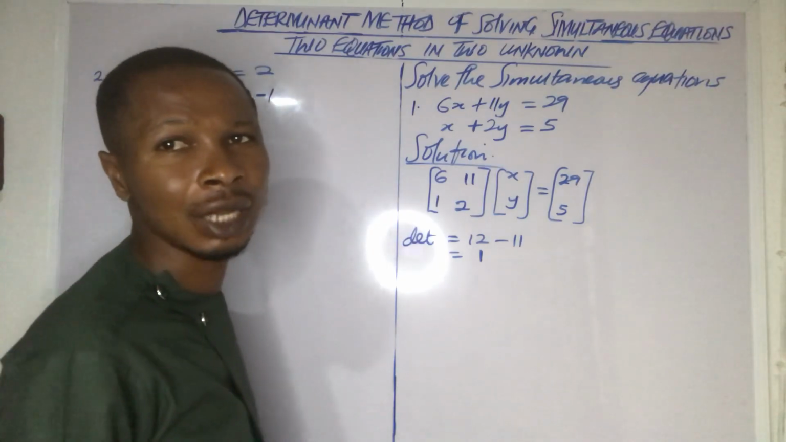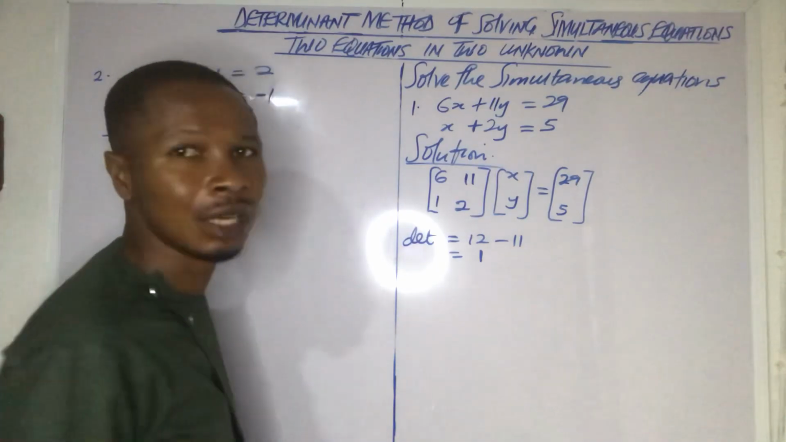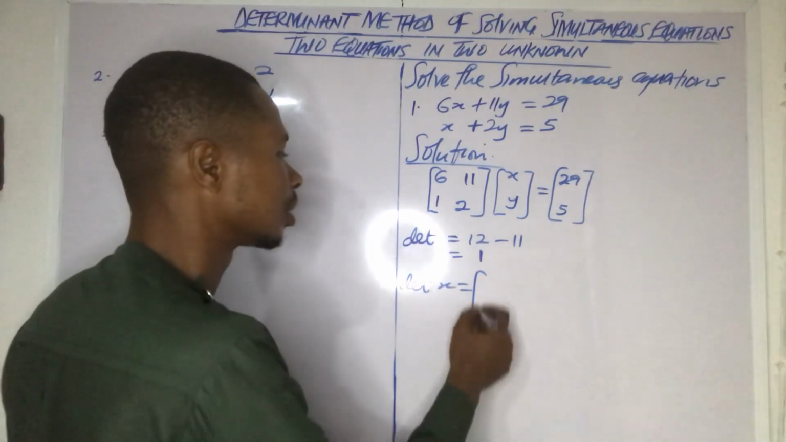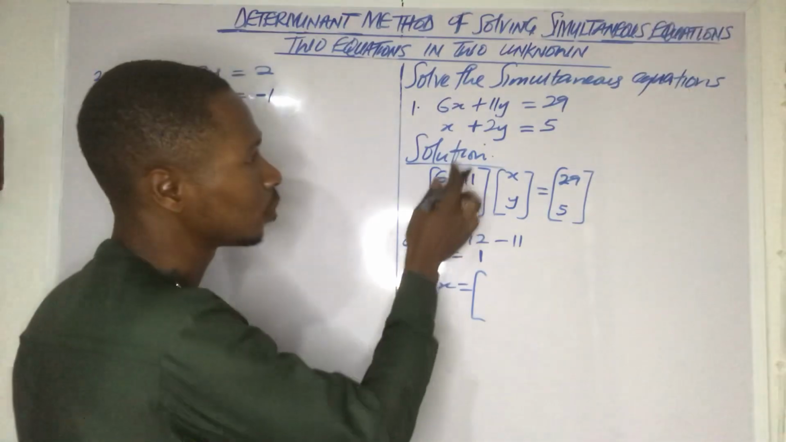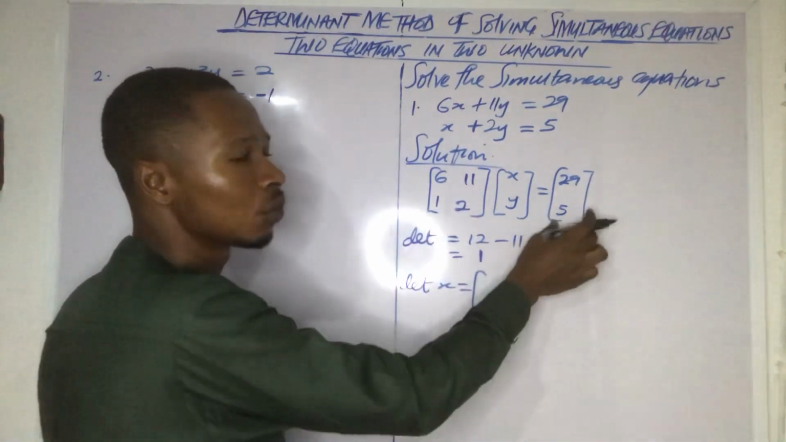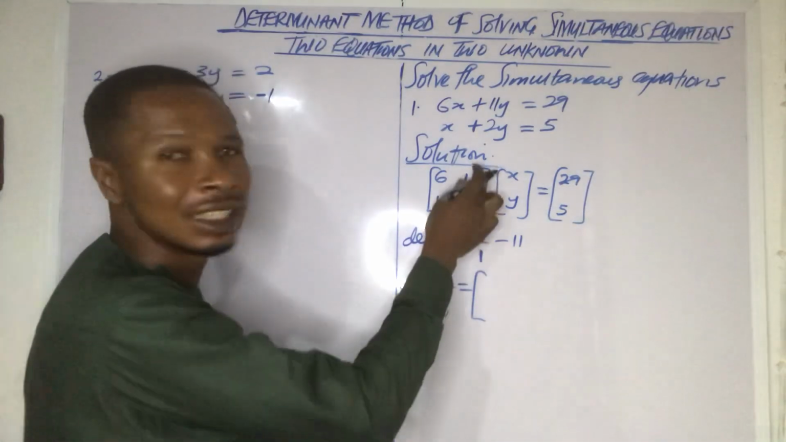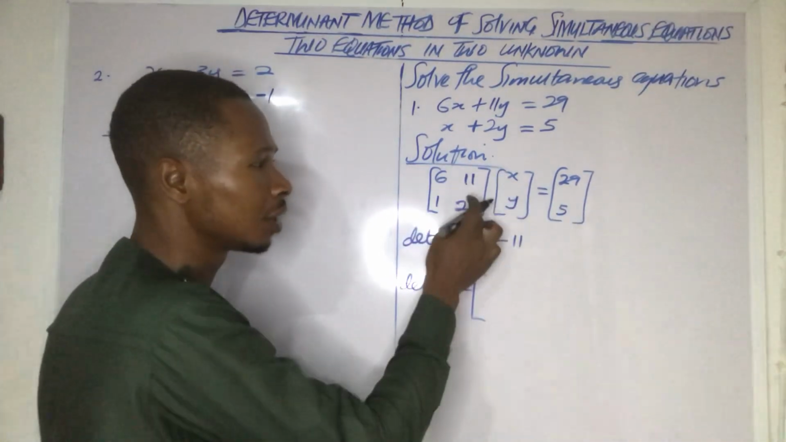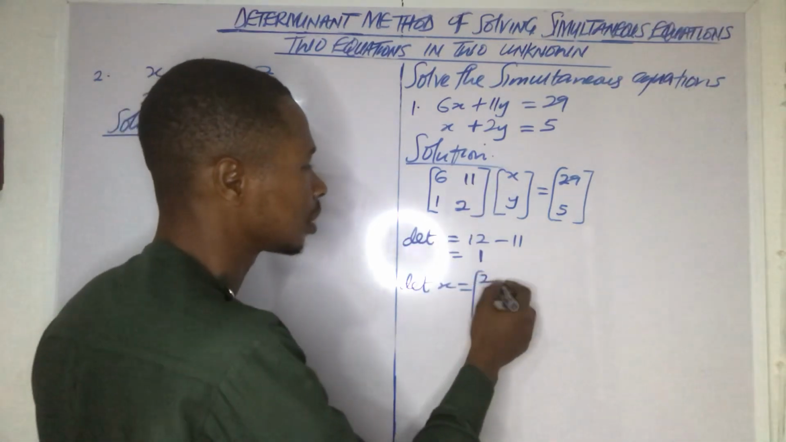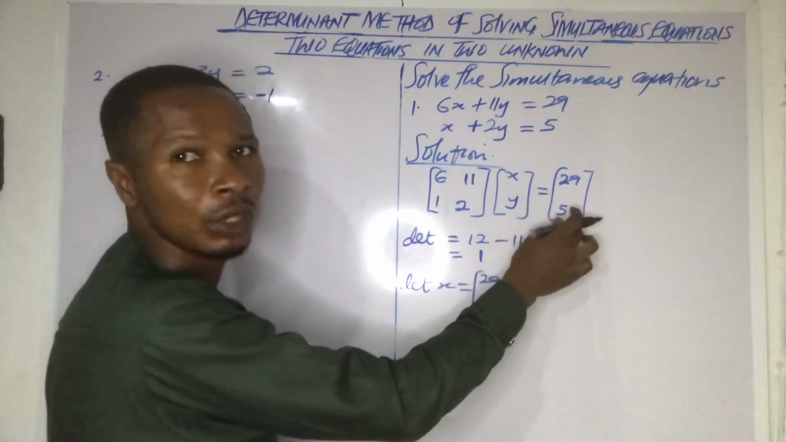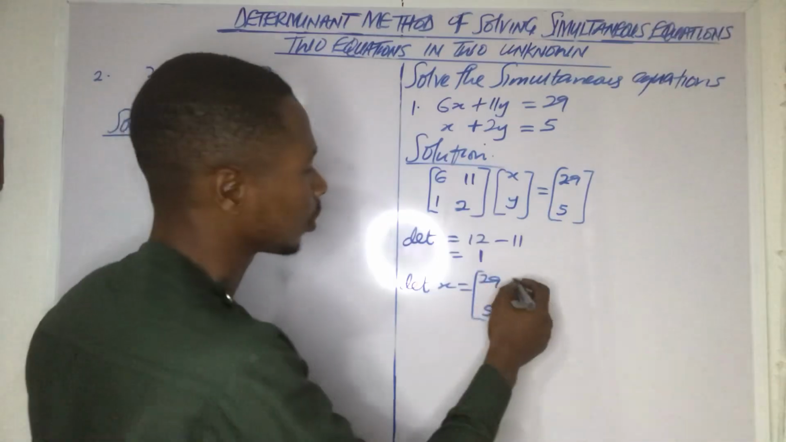Then find the determinant of x. How do you find the determinant of x? Write that x. Then replace the coefficient of x. Don't forget that this is the coefficient of x. Replace this coefficient of x with this answer, and retain this one. How do I mean? This place will now be 29, 5, where I replace the coefficient of x with this value. Then I will retain this one.